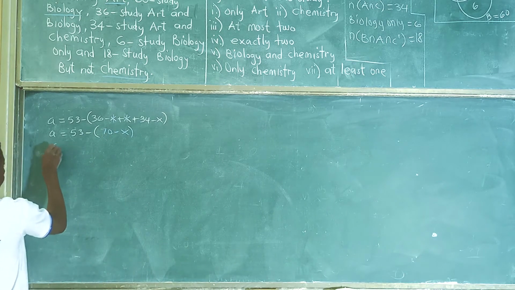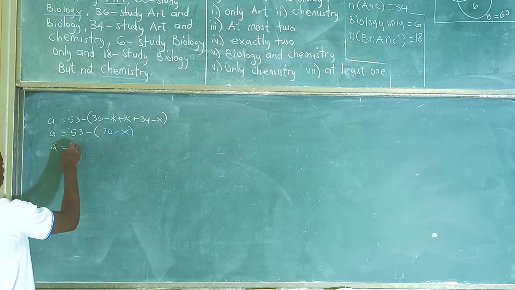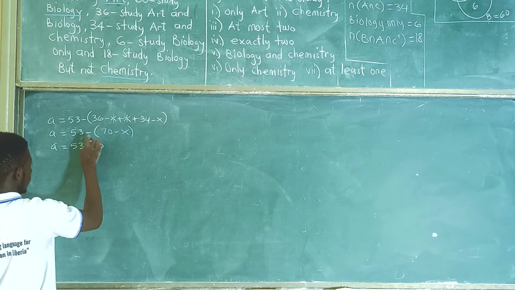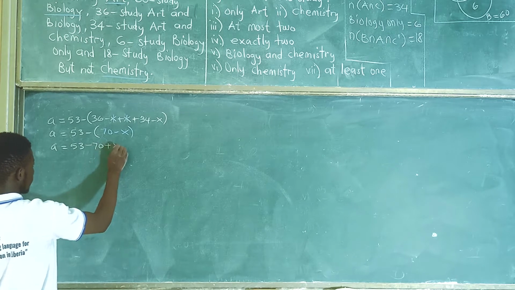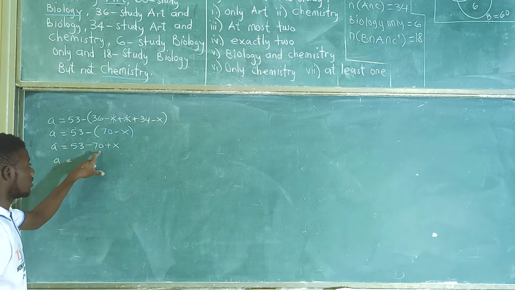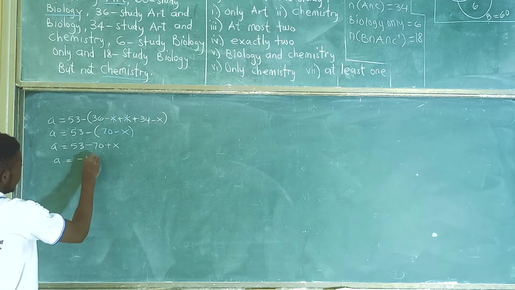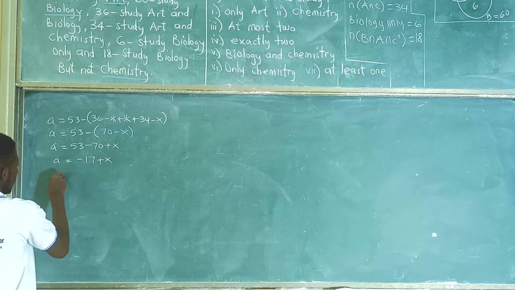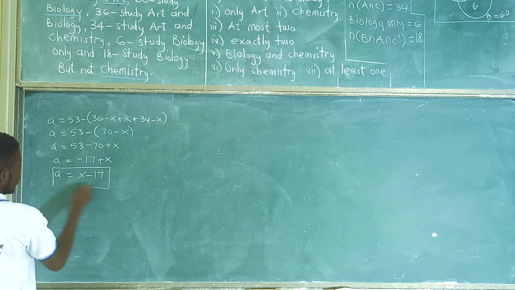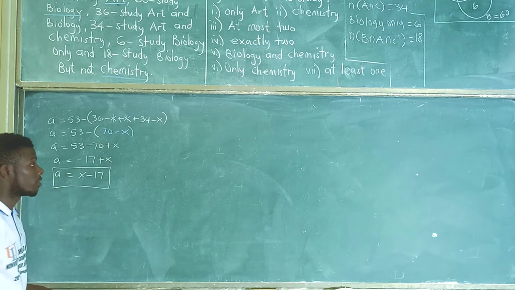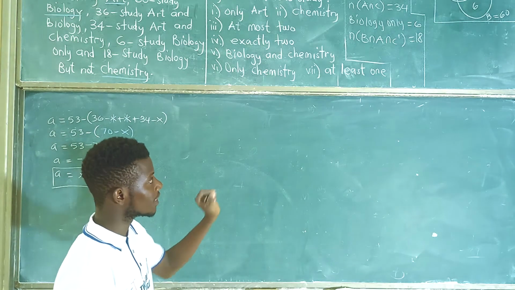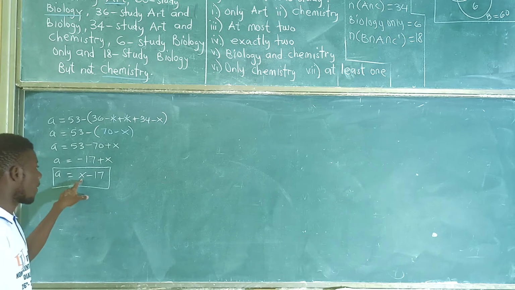So we are just going to multiply this negative by these. Write it down: negative times this 70 is negative 70, and negative times this negative x is positive x. So A will be equal to 53 minus 70, which is negative 17. So A now is just equal to x minus 17. So it means within the circle for only art, you have the value x minus 17.